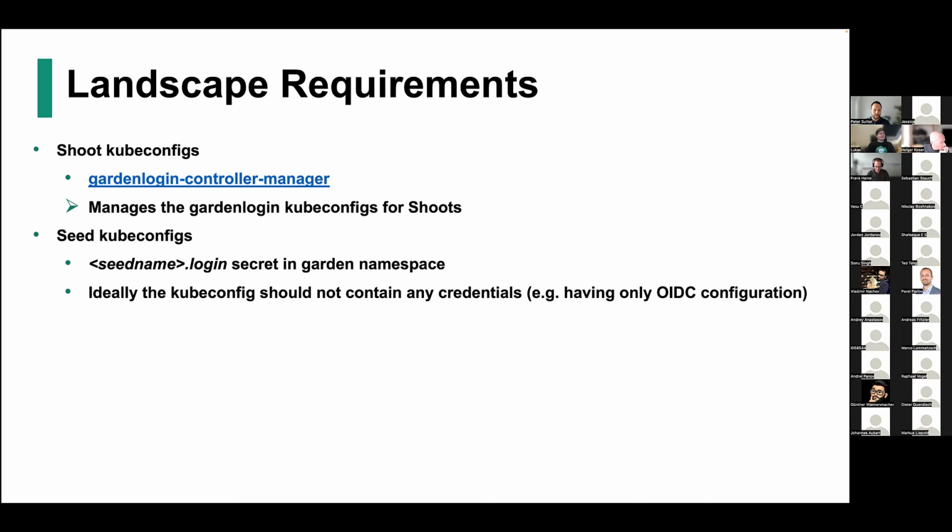You need to place a secret in the garden namespace for every seed, and the name starts with the seed name and is suffixed with .login. When you either switch to the control plane of a shoot, or directly target the seed, gardenctl will look for such a secret and download it. And that's why we say, and this is also how we do it for our internal landscapes, the kube config should not contain any credentials, which means you use OpenID Connect or whatever. And then it can also be audited.